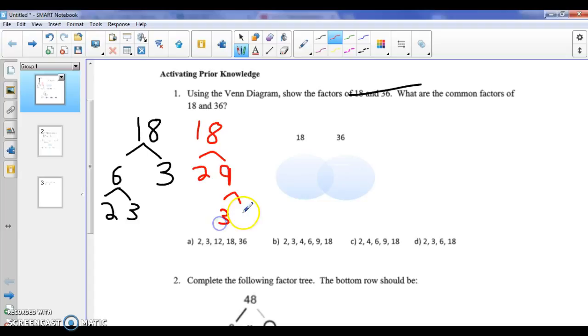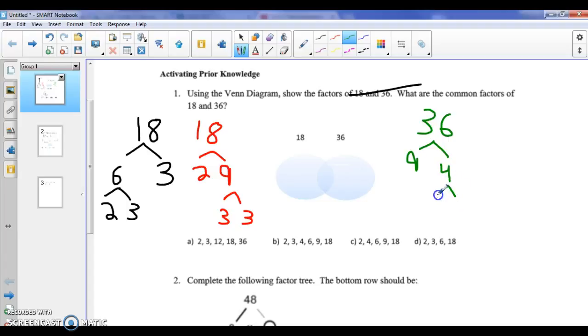I stop with the 2 because that is a prime number, right? There's nothing else I could multiply together to get it. Over here, I'm going to work on 36, and same thing, I need to make two factor trees. The first one I could start off here is 9 and 4. Okay, and I know that 9 times 4 equals 36.